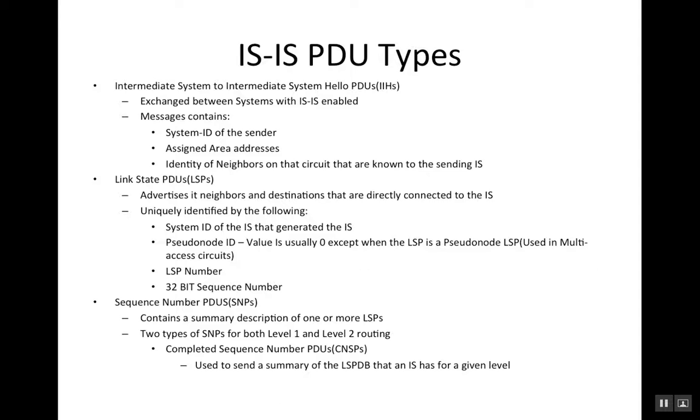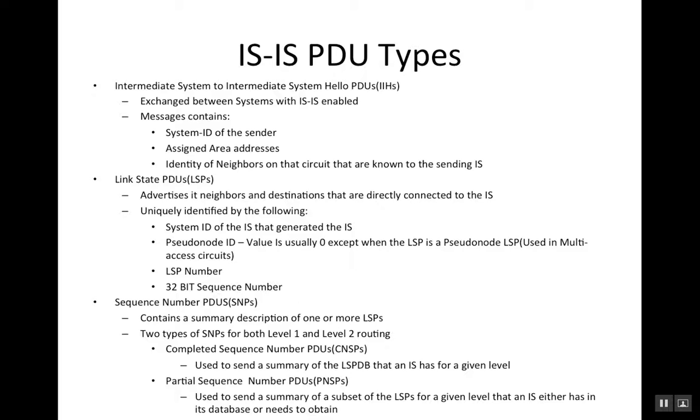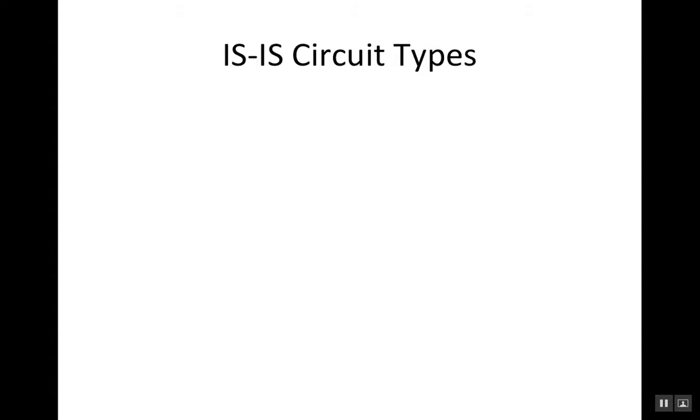If you have multiple adjacencies, you'll have two different sets of CSNPs. And then you have your partial sequence number PDUs, which are used to send a summary of a subset of LSPs for a given level that an intermediate system either has in its database or needs to obtain. It's also used for acknowledgments in multi-access segments.